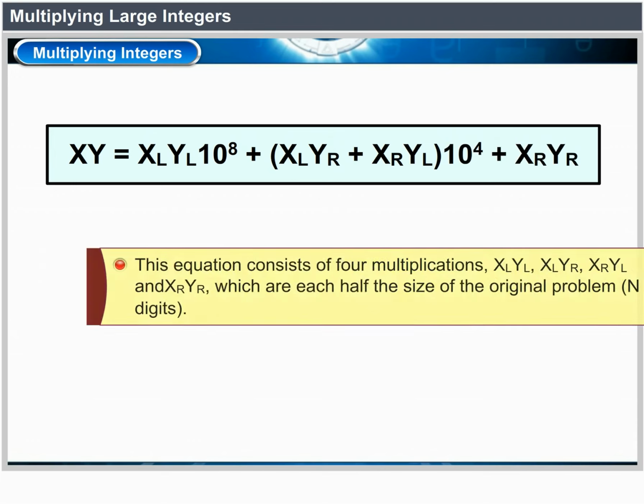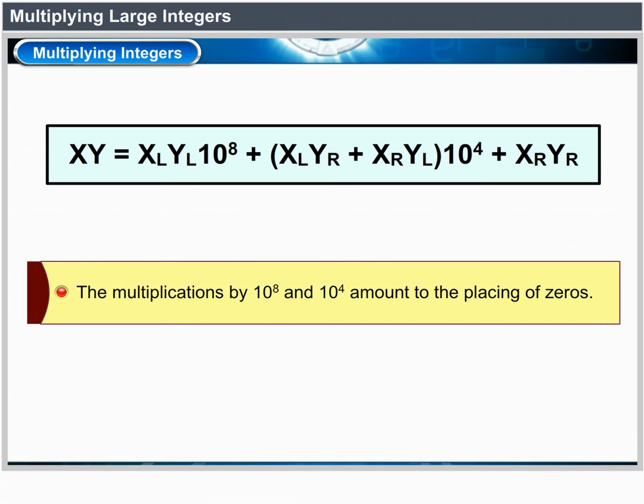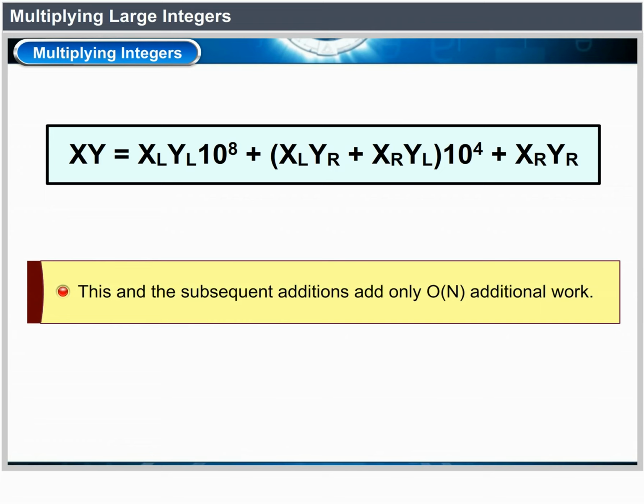This equation consists of 4 multiplications, xl yl, xl yr, xr yl and xr yr, which are each half the size of the original problem, n by 2 digits. The multiplications by 10 to the power 8 and 10 to the power 4 amount to the placing of zeros. This and the subsequent additions add only big O of n additional work.